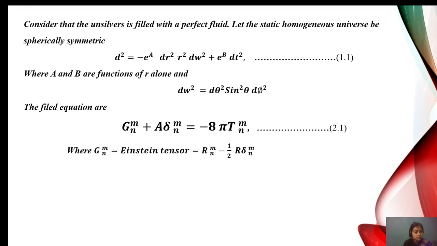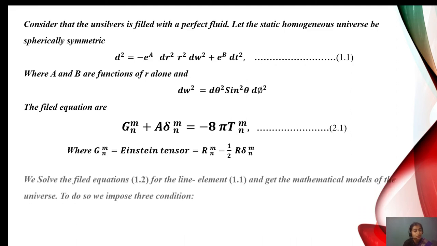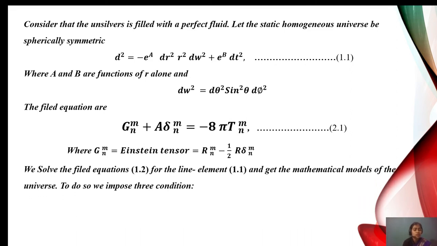This is equation 2.1. G_nm is the Einstein tensor. You know that all the basic information about tensors was given in the BSc part. Then the Einstein tensor G_nm is equal to R_n^m minus 1/2 R δ_n^m.